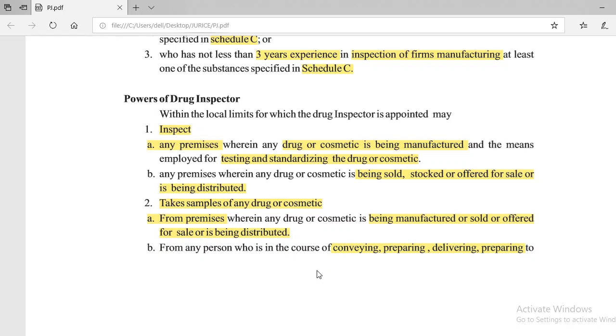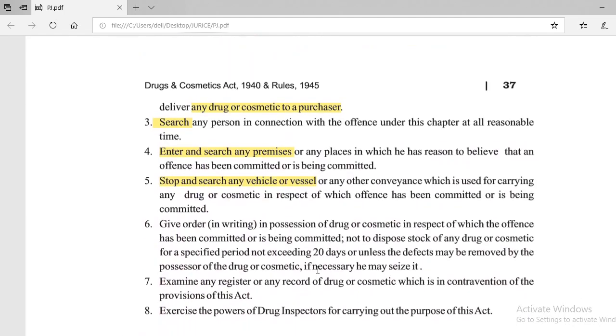Then he can take a sample from any person who is in the course of conveying, preparing, delivering or preparing to deliver any drug or cosmetic to a purchaser. Means this is more or less similar. Wherever the manufacturing and testing is going on, from there the drug inspector can take the samples, and from where it is being sold, from that place also the drug inspector can take the sample.